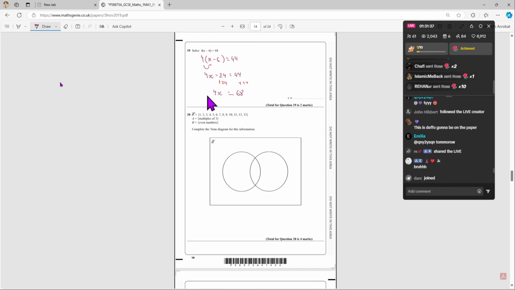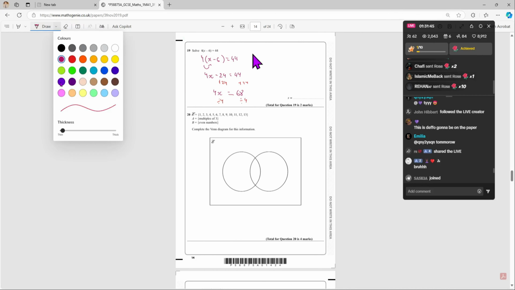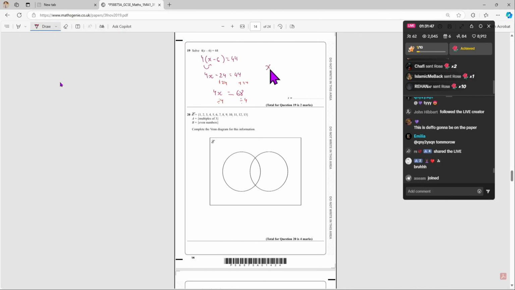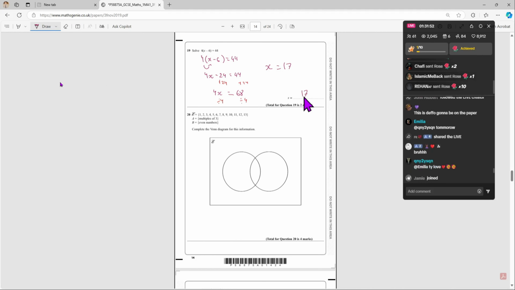And then to get rid of this 4, we divide by 4 on both sides to get x, which is equal to 17. That will be your answer. X is equal to 17.